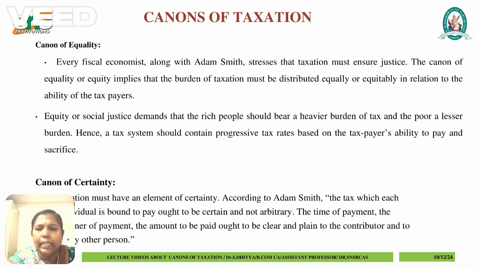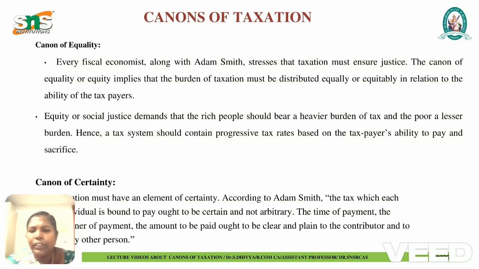Next we will see the canon of certainty. It must have an element of certainty. According to Adam Smith, the tax which each individual is bound to pay ought to be certain and not arbitrary. The time of payment and the amount to be paid ought to be clear and plain to the contributor and to every other person.